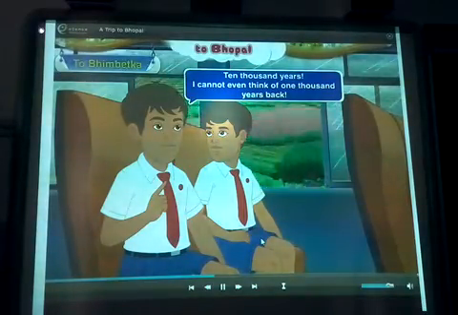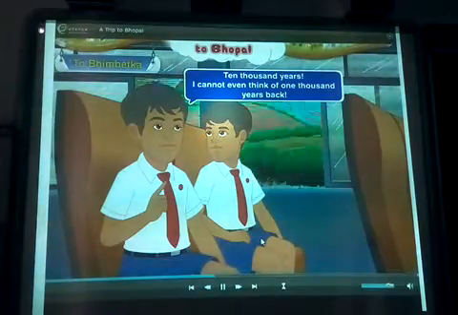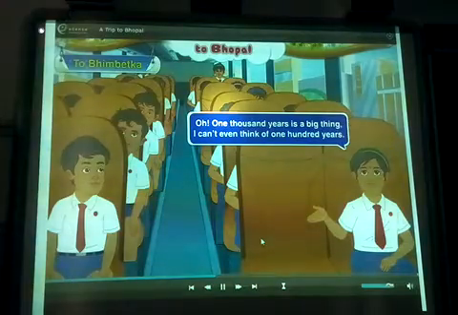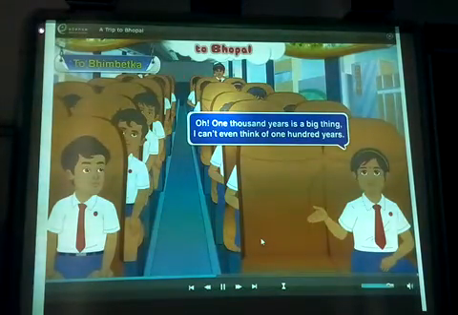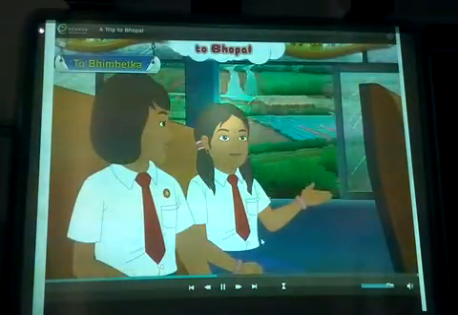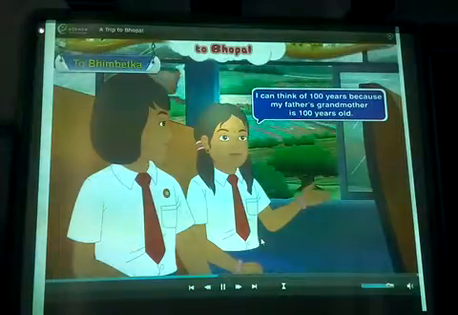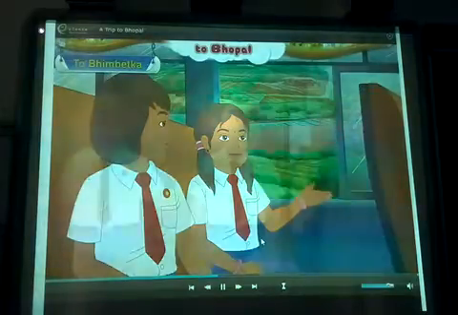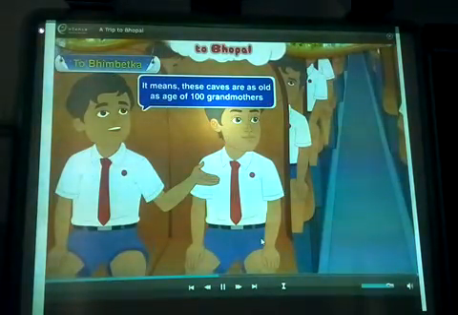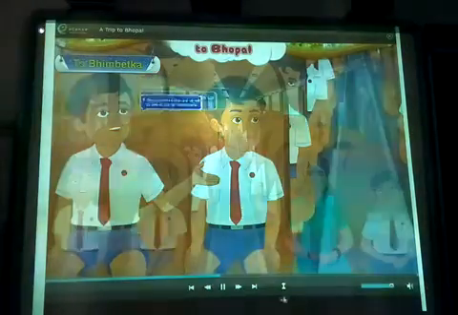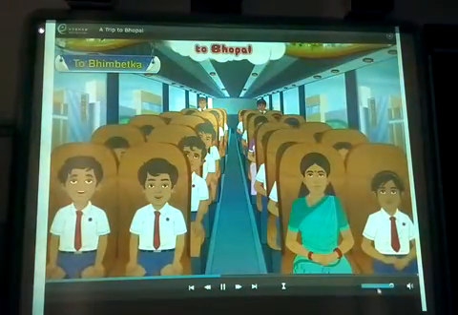I cannot even think of 1,000 years back. Gopi, oh, 1,000 years is a big thing. I can't even think of 100 years. Gauri, I can think of 100 years because my father's grandmother is 100 years old. So, it means these caves are as old as the age of 100 grandmothers. Everybody bursts into laughter.